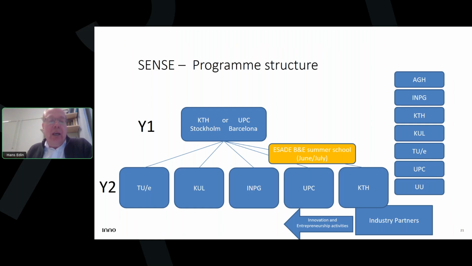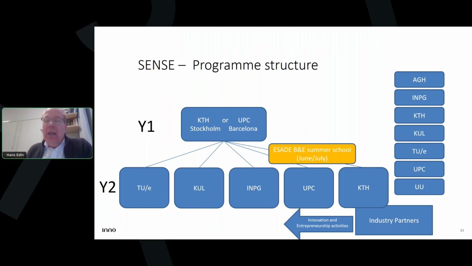In the second year, you have to go to another university, and the options are to go to Eindhoven, TU/e, to KU Leuven in Belgium, to INP Grenoble in France, to UPC in Barcelona, Spain, and to KTH in Stockholm. But you cannot study the first and the second year at the same place, so you need to have a mobility scheme here.